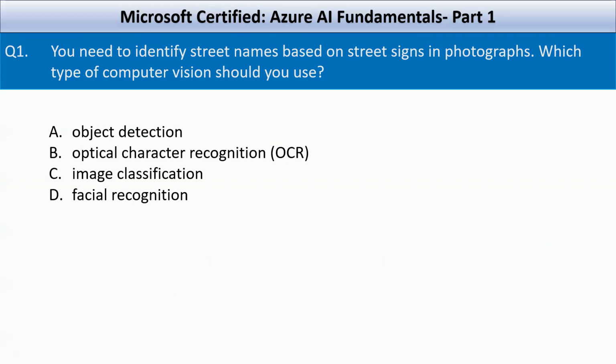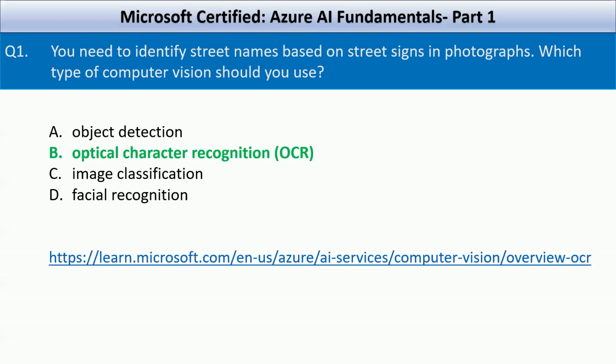Now, folks, the correct answer here is optical character recognition, as OCR is specifically designed to extract text from images. Machine learning based OCR techniques allow you to extract printed or handwritten text from images such as posters, street signs, and product labels, as well as from documents like articles, reports, forms, and invoices.